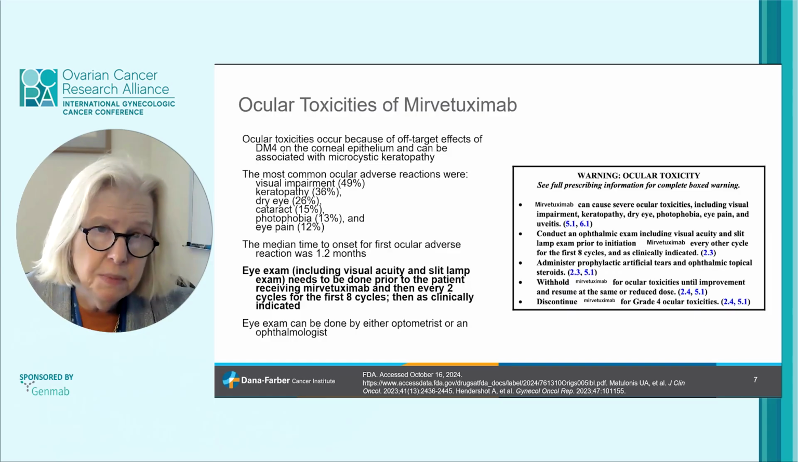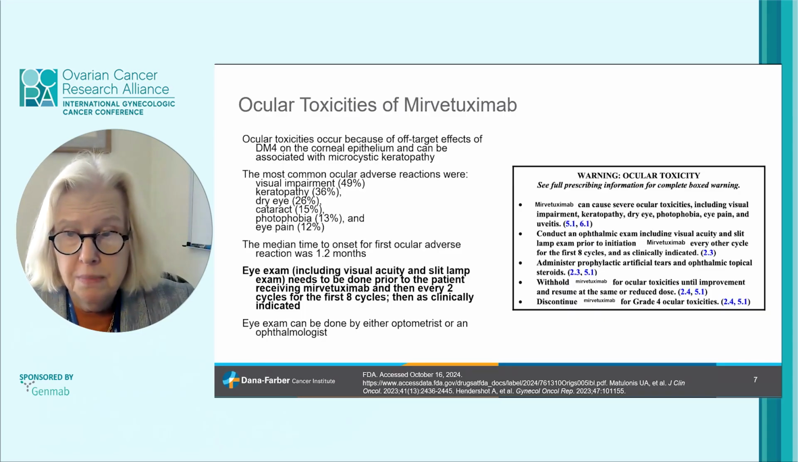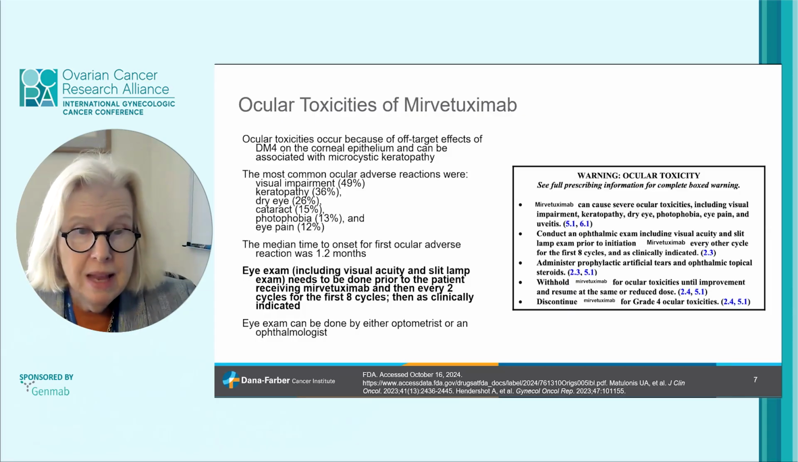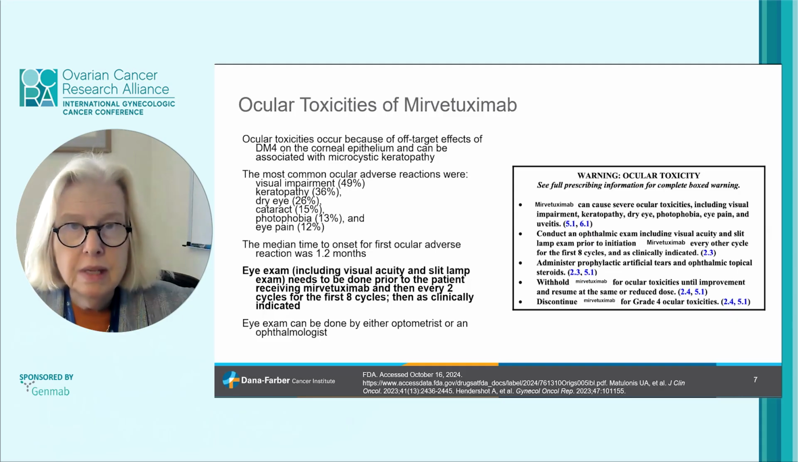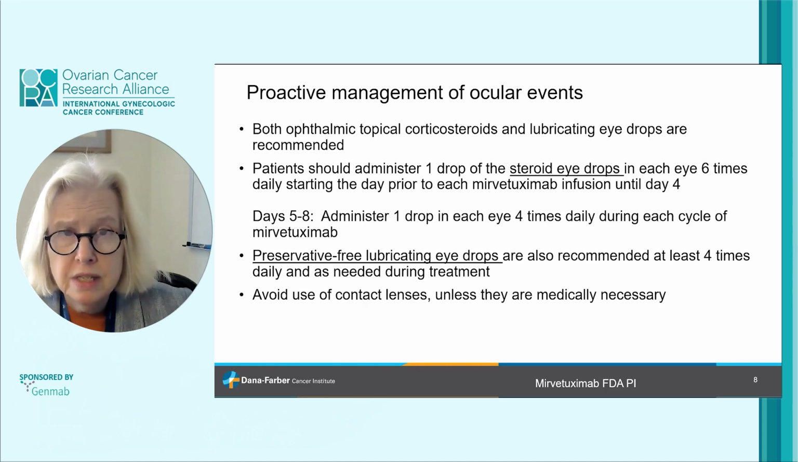The eye exam needs to be done before starting mirvetuximab and every 2 cycles through the first 8 cycles. And the eye exam can be done by an optometrist or an ophthalmologist. A lot of people don't necessarily have access to an ophthalmologist. And that box on the right is a black box warning that really says, yeah, you've got to pay attention to the eye exam.